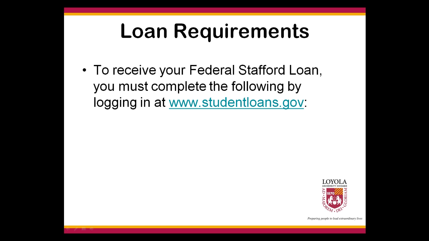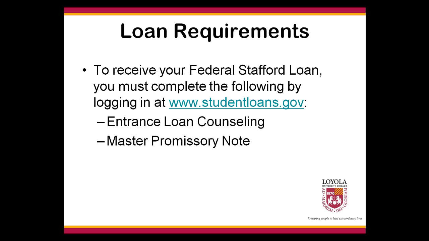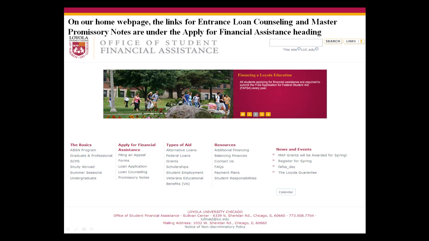The federal government has two loan requirements that you will need to complete to borrow the Federal Stafford loan at Loyola University Chicago. You can do these online through the website www.studentloans.gov. You'll complete an entrance loan counseling session and complete a master promissory note promising to repay the loans after graduation. On our Financial Aid Office homepage, you can see the links for the entrance loan counseling and the master promissory notes under the Apply for Assistance heading and under the loan counseling and promissory note links.